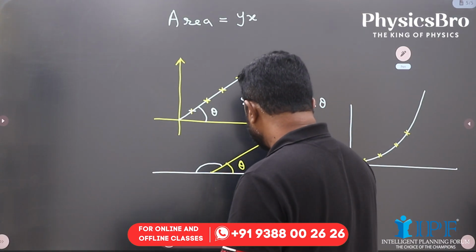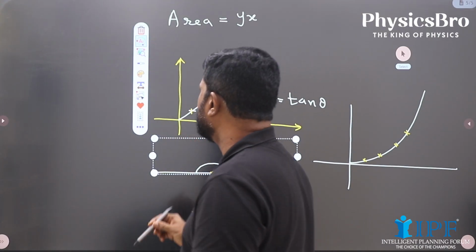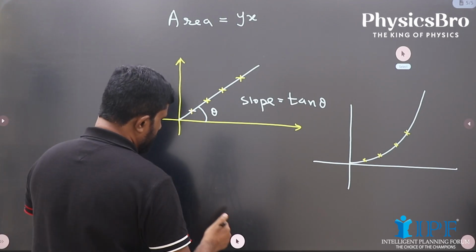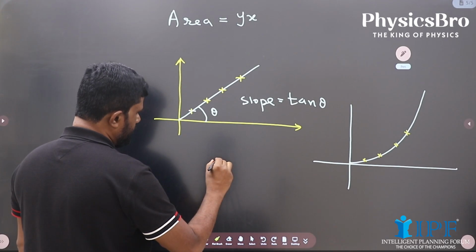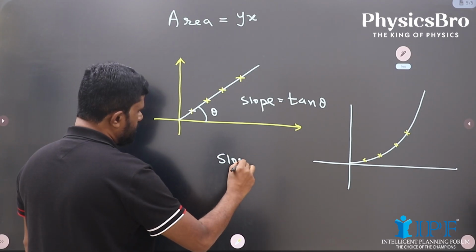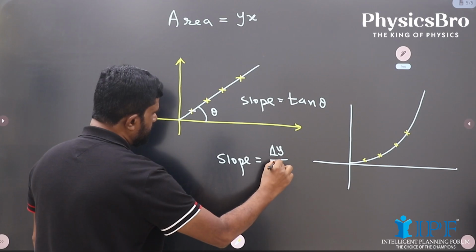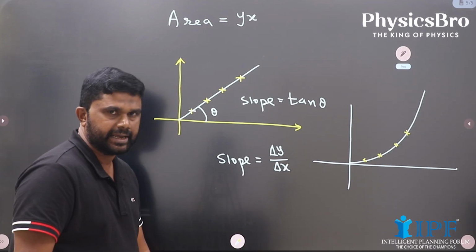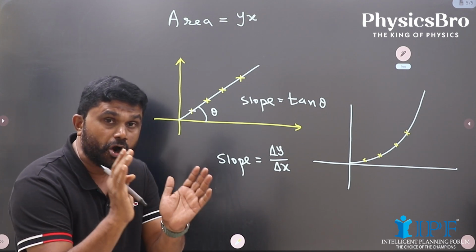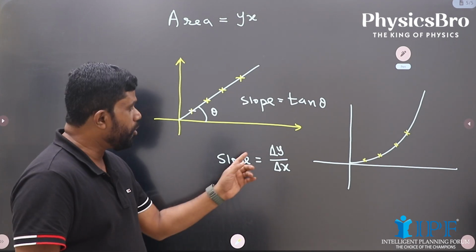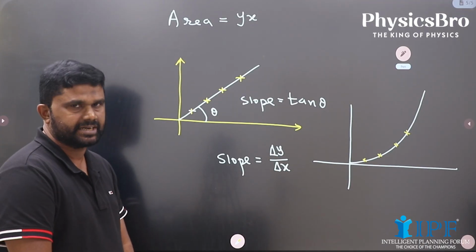Now, what would be the physical quantity represented by the slope of a graph? If you find the slope of a graph, the quantity that you will get is delta y by delta x. This delta represented by a small triangle stands for small change. So, small change in the quantity along the y-axis by small change in the quantity along the x-axis.